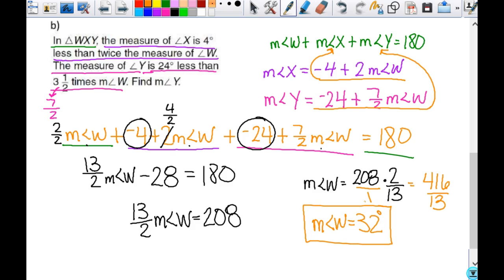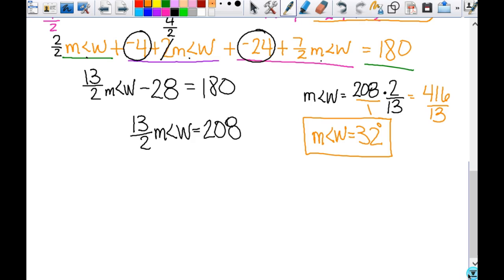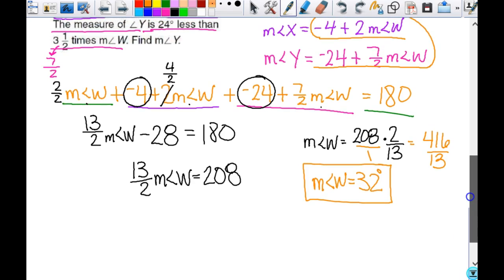We're not done. What are we looking for? Find the measure of angle Y, right? Okay, so now I've got to plug that in. So I'm going to plug it in to here. So the measure of angle Y equals negative 24 plus 7/2 times the measure of angle W, which is 32.